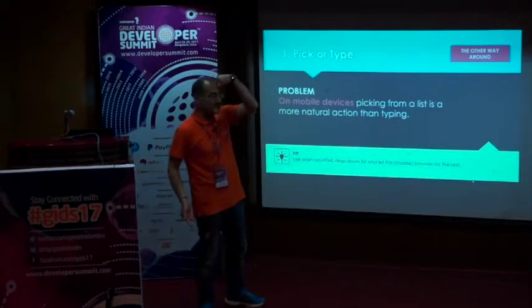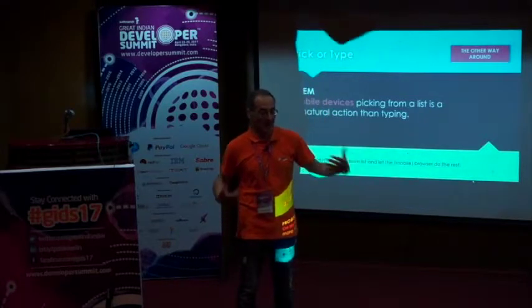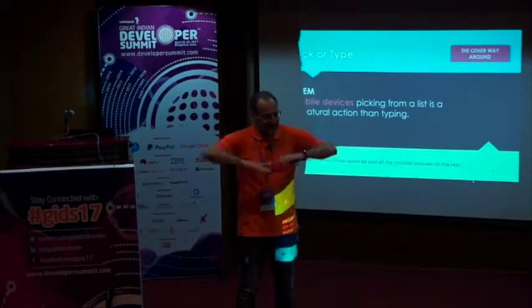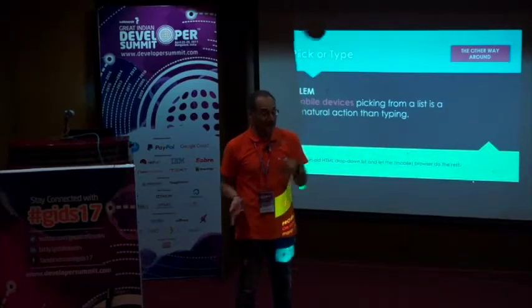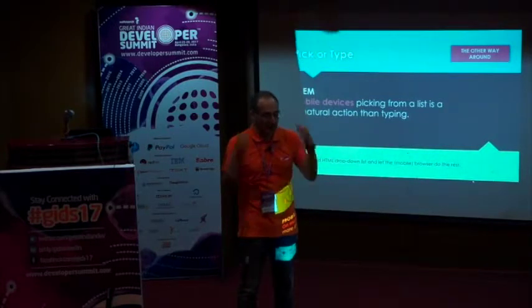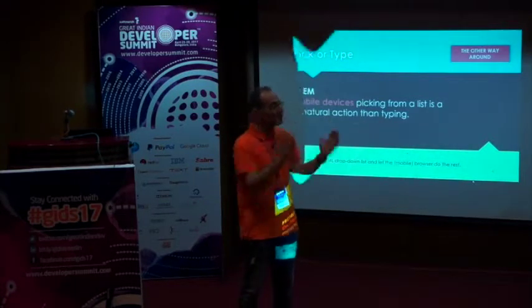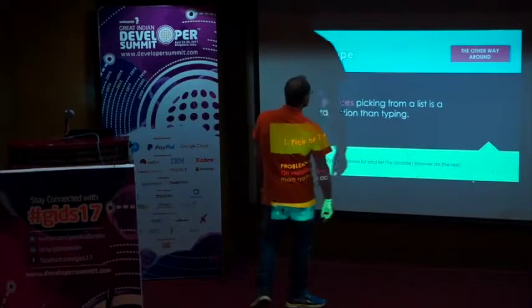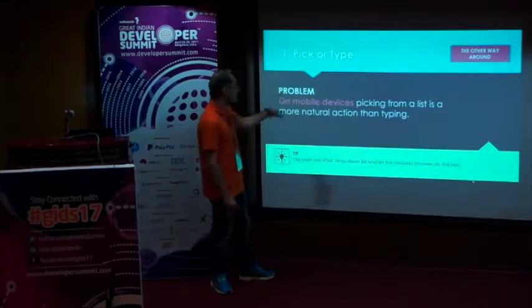Also because on regular desktop websites, the same page on a desktop browser, you can sometimes type because you have more comfort. You have a real keyboard. On mobile, it's not so. Mobile users are so familiar with their way of picking things that they don't want to consider anything else. If you bring up a date picker, for example, it's a shock on a mobile device. You have to go the natural way. In short, on mobile devices, picking from a list is a more natural action than typing.